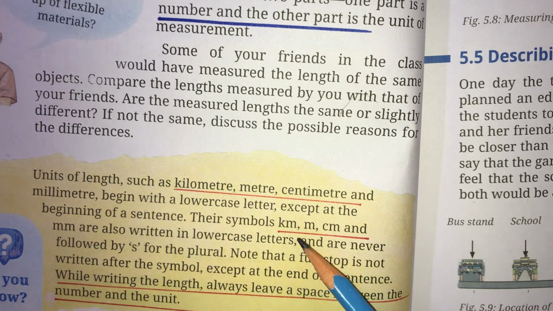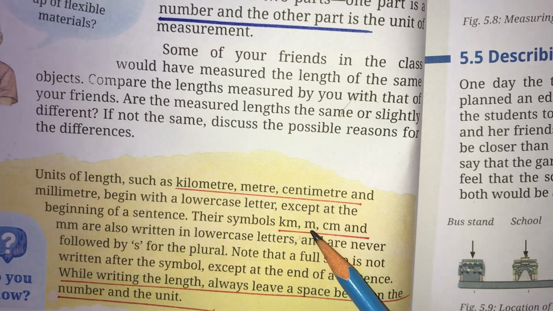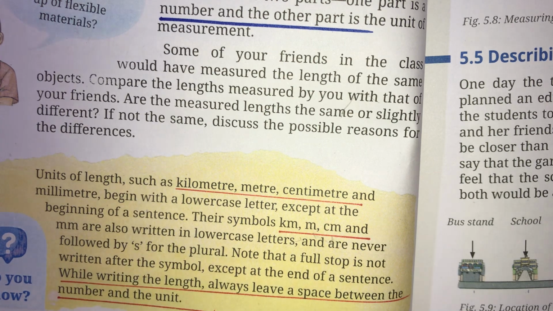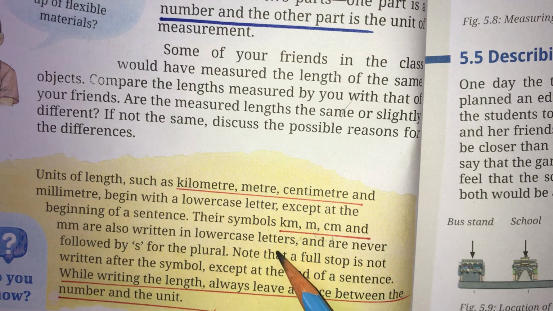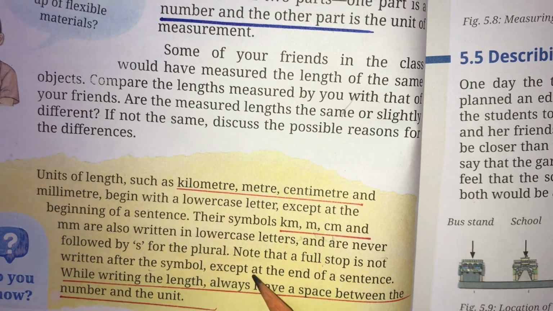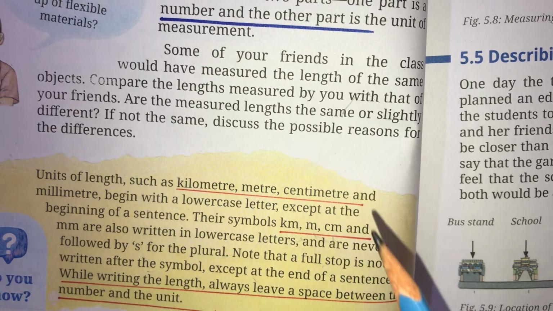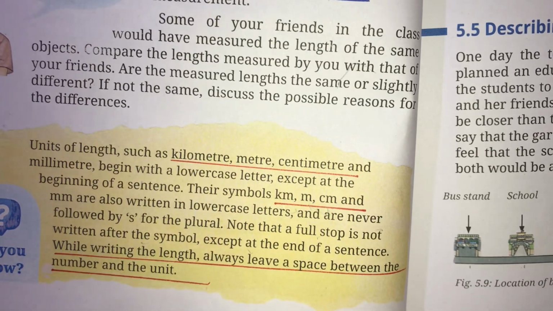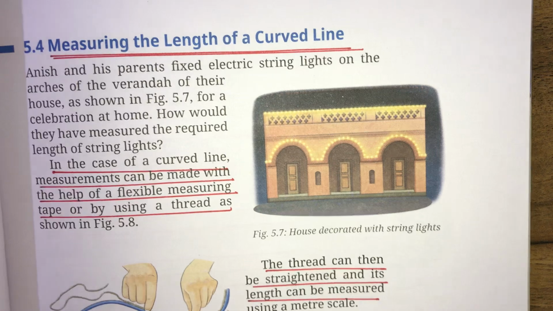And the symbols: km for kilometer, m for meter, cm for centimeter, mm for millimeter. So these have to be used, written in lower case letters, and are never followed by an s for the plural. The number, the count only, is numerous, but the unit is not followed by the plural form. While writing the length, always leave a space between the number and the unit. That is the method of writing measurements.